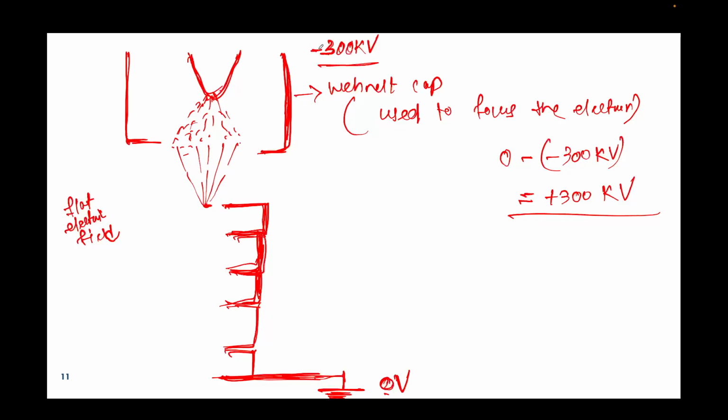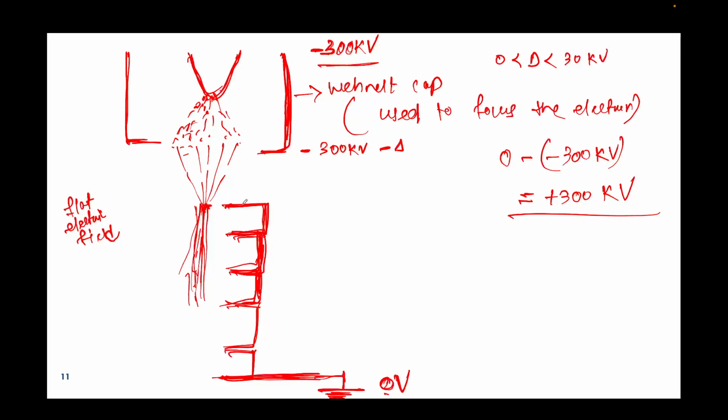Since this is negative and this is 0 volt, for this electron there is an anode plate here, and they will start coming in a particular direction. I will make sure that they follow this direction. Let's say this is kept at minus 300 kV. I will keep this Wehnelt gap at minus 300 kV minus delta. Delta means some value I will keep. Let's say for now delta is somewhat 30 kV, 0 to 30 kV.